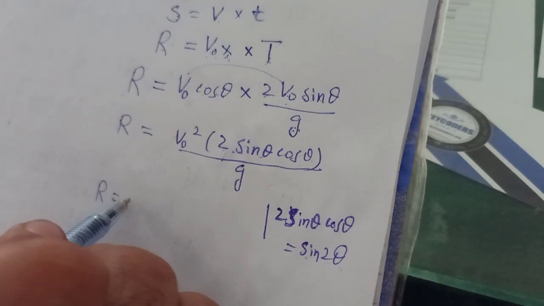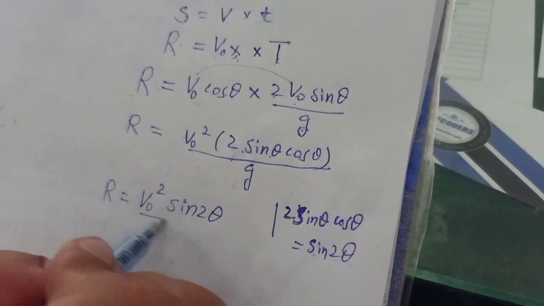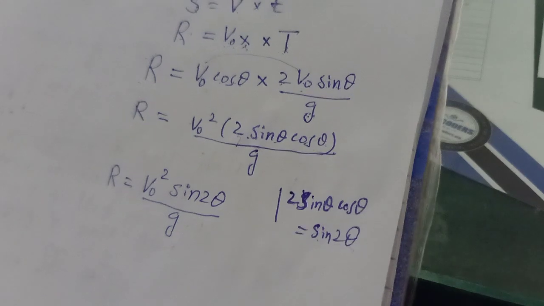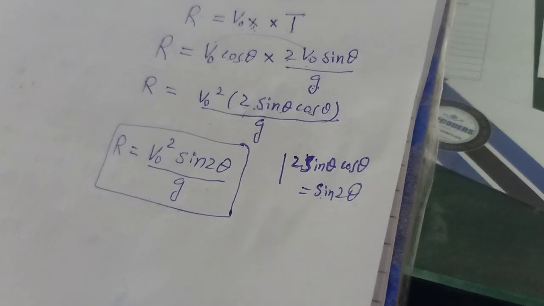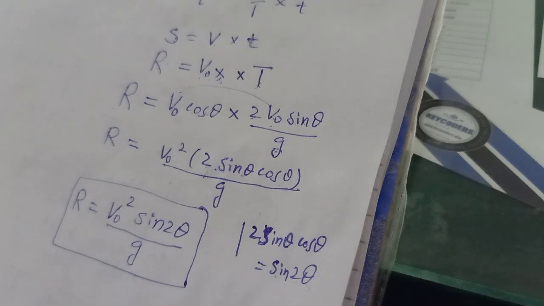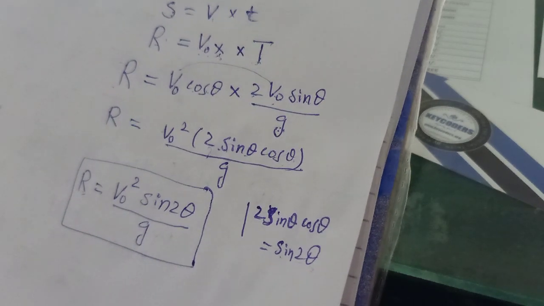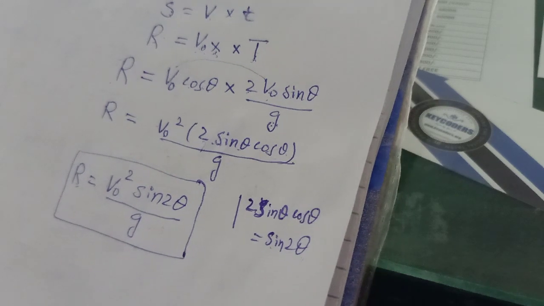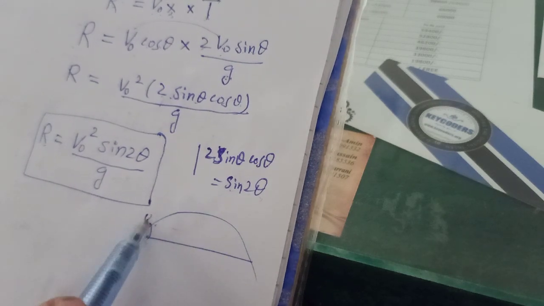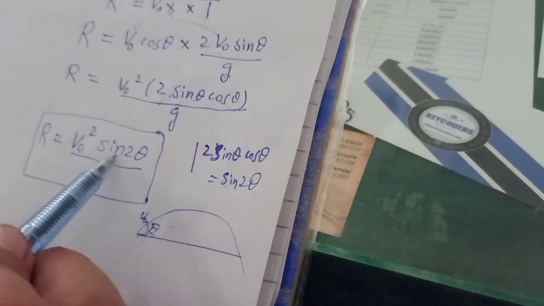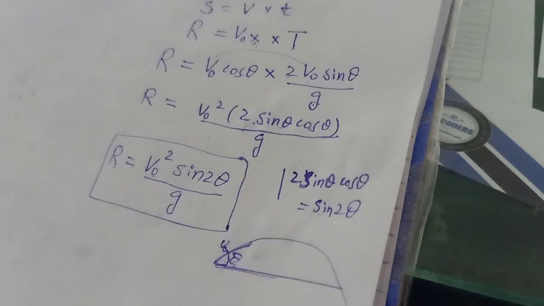So what do we get? R is equal to V naught square sine of 2 theta divided by G. This is the final equation for range of projectile. Again, how would we find if a missile is fired from Peshawar to, let's suppose, Lahore? How will we find what is the total horizontal distance covered by that missile? We can easily find the range of the missile or any projectile if we know two things: the initial velocity with which it is thrown and the angle of projection which the projectile makes with the x-axis. So using this equation, we can find out the range of projectile.